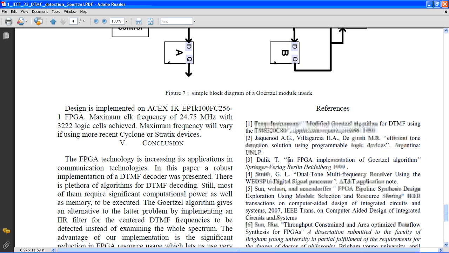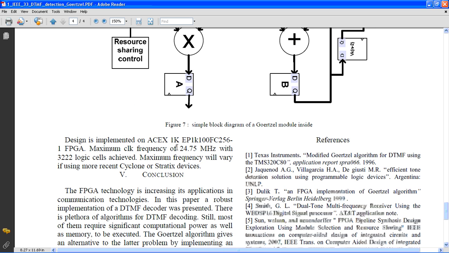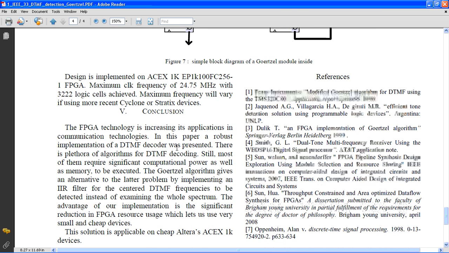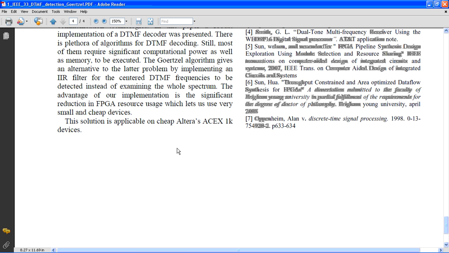This paper talks about implementing on some Altera FPGA, but we will implement on Xilinx FPGA, because Xilinx boards are mostly used in our colleges. You can as well apply it on Altera, because most of what we are implementing is standard VHDL code, so it's going to run on any FPGA platform.